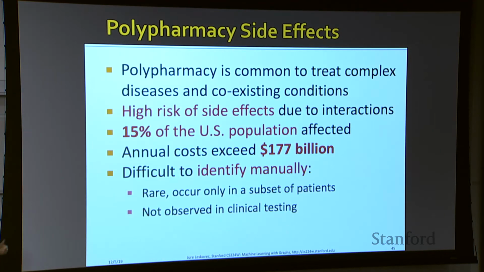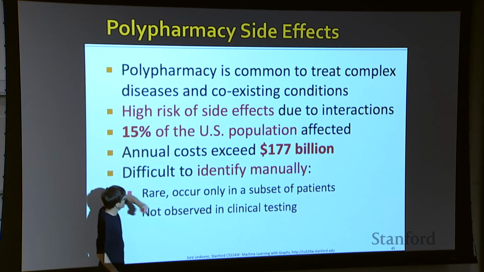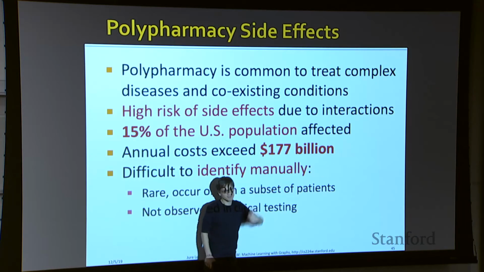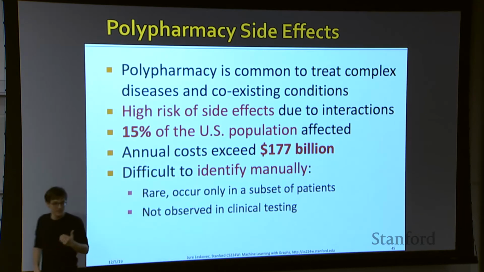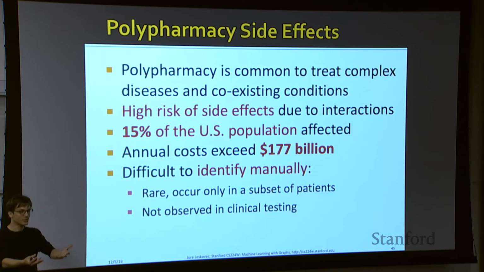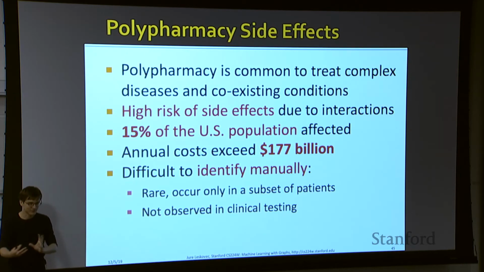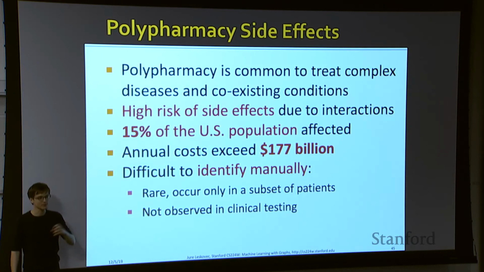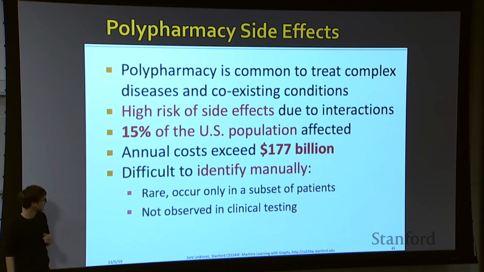So the point is that these side effects affect about 15% of the US population. There is some huge cost assigned to this, because a side effect means that you basically got a new disease, or you have another kind of side effect disease that you now have to treat, and you will get another drug and things like that.